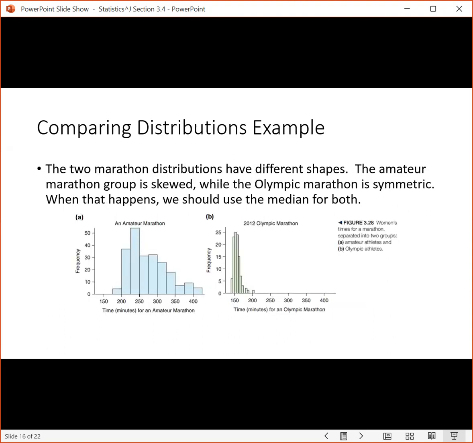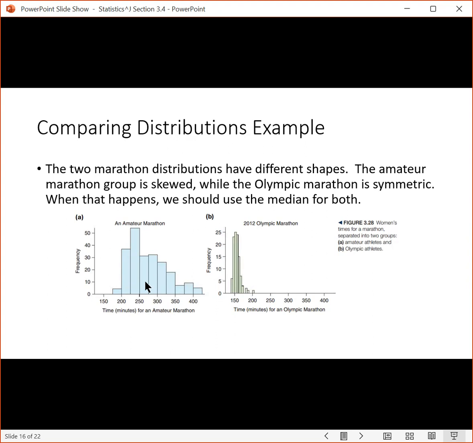So let's go ahead and take a look at those marathon results. If you take a look at these, the amateur results are very clearly skewed, right? So we've got a tail that's going off to one side. Meanwhile, the Olympic marathon runners are actually pretty close to symmetric. You've got a little bit of a tail here, a smidge in the way of outliers, but it's close enough to symmetric that you could justify using the mean.